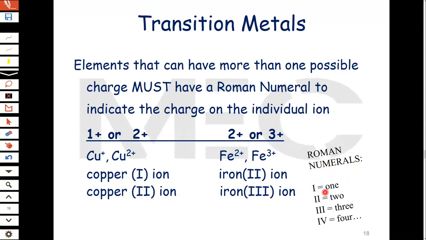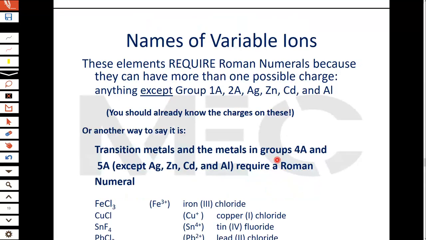So I for 1, II for 2, III for 3, and IV for 4. You know how we use Roman numerals, right? So for iron, again, we have 2 possible ions, iron 2 and iron 3. So when mentioning the iron element or copper elements, we definitely need to write the Roman numeral. Let's see some examples.